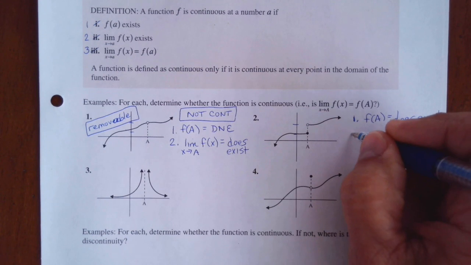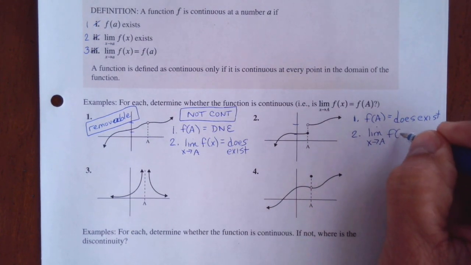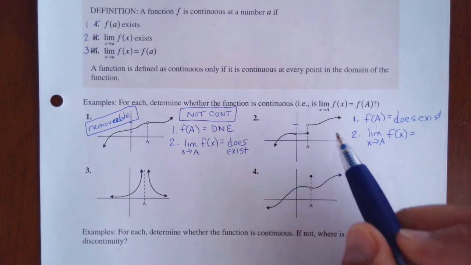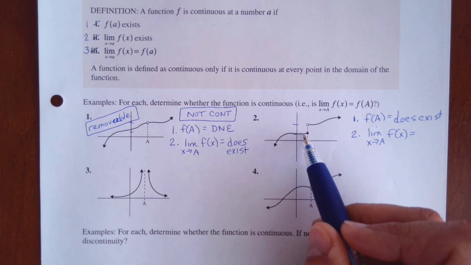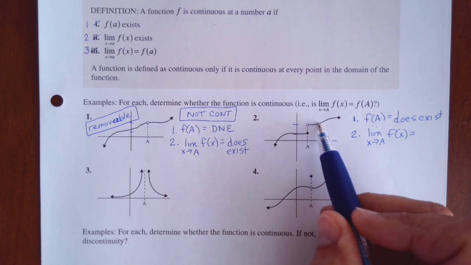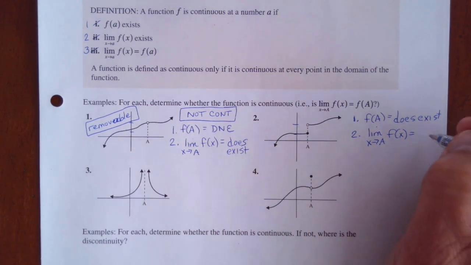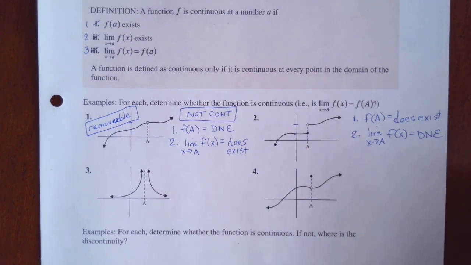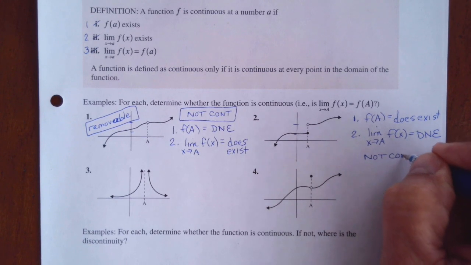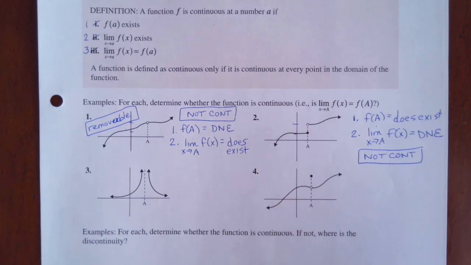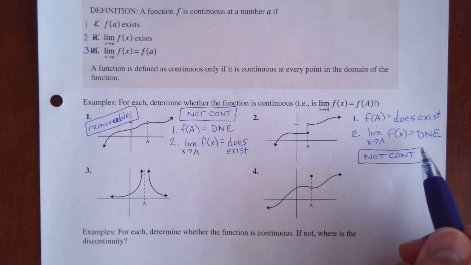All right, number 2, the limit as x approaches a of f of x. Does that exist? Well, the limit from the left side of a is approaching, let's say again, 1 down here, and the limit as x approaches a from the right is not approaching 1, it's approaching 2. So the limit would not exist. So again, number 2 is not a continuous function, because of step number 2, the limit didn't exist.